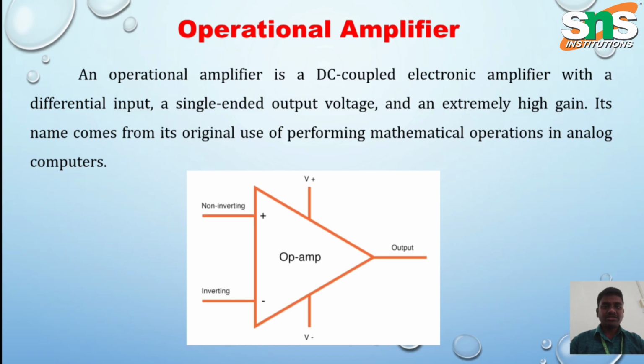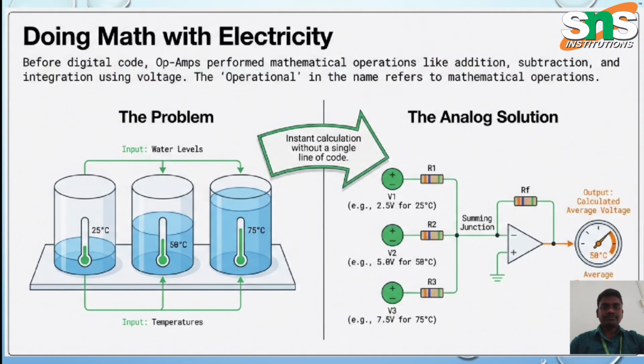There are two terminals, the non-inverting terminal and the inverting terminal. Then two input power supply voltages, negative and positive, are supplied. Then we get the output. So this is a triangle with 5 terminals, that is the operational amplifier. By using this amplifier we can build many applications. The IC number IC 741 is the operational amplifier in this particular case.